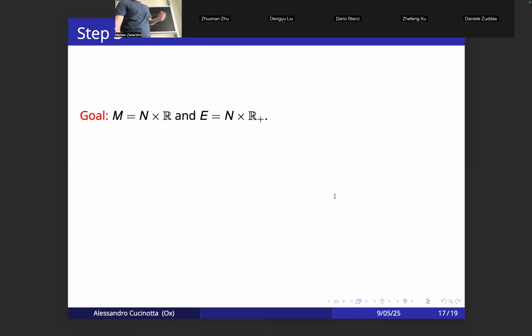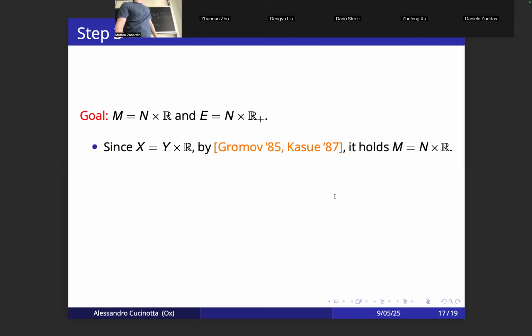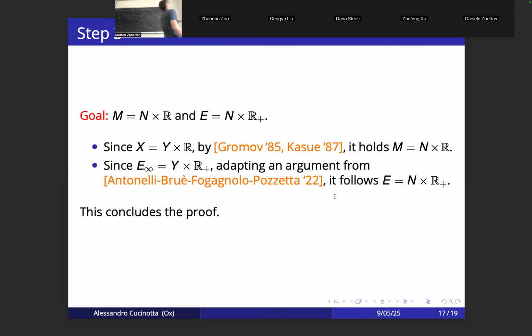So now we have the regularity on the tangent cone at infinity. We need to deduce the regularity on the manifold. So well, first of all, by a result that I was recalling earlier, since the tangent cone at infinity is a product, then also the manifold is a product. This is already done. And then since the set E infinity is a half space in the tangent cone, adapting an argument by Antonelli, Bruè, Fogagnolo, and Pozzetta, we deduce, this is very simple, we basically copy their argument, that also the initial set is a half space. And this concludes the proof.